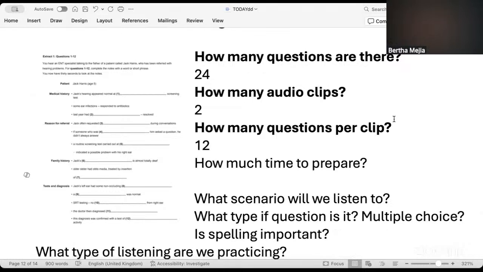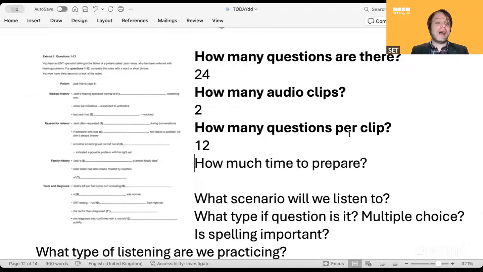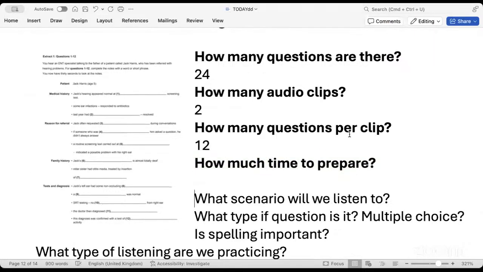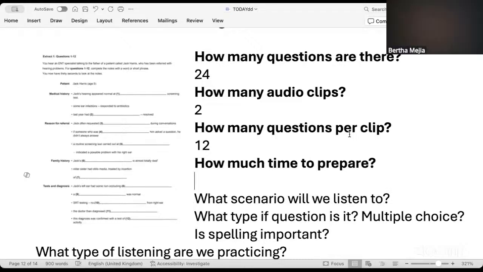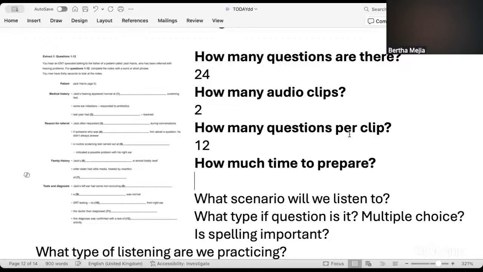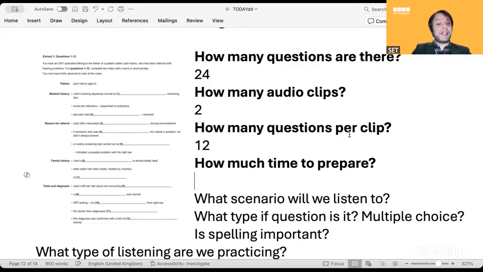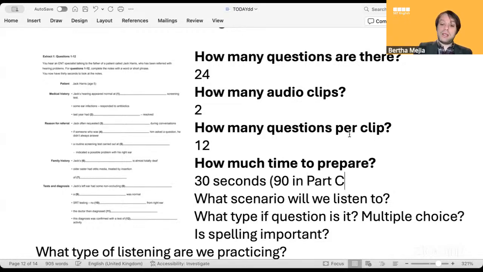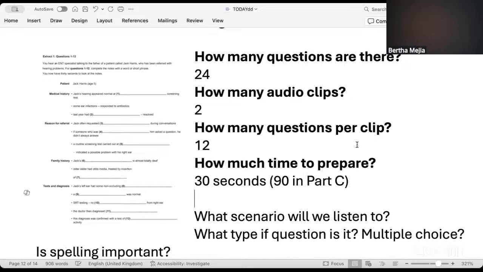How much time to prepare before the exam starts? 30 seconds. Is that right, Bertha? 90? You can look at all of them in 90 seconds. 90 is part C, actually. It's 30 seconds here, and then it's 90 in part C. Okay, you are right, but it's just not in this part.